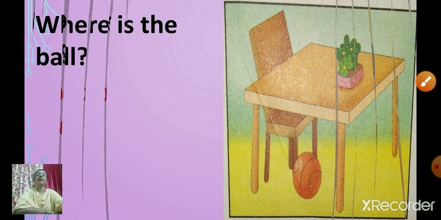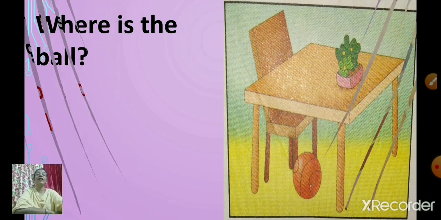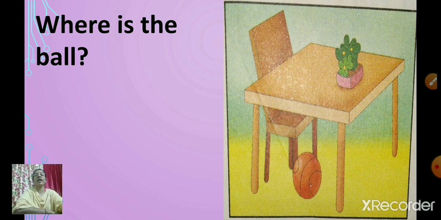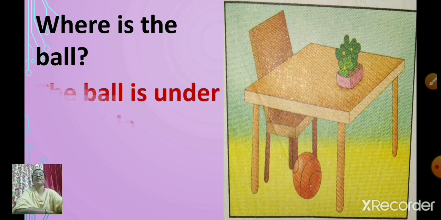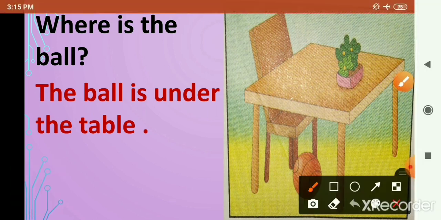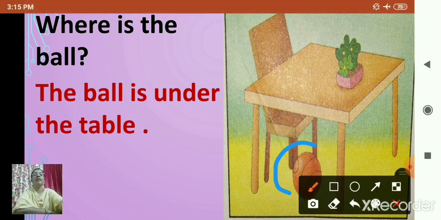Okay. Now here, where is the ball? Here you can see the chair, table, then vase, and then you can see a ball also. So where is the ball? Can anyone tell me where the ball is? Yes, the ball is under the table. So this is "under".